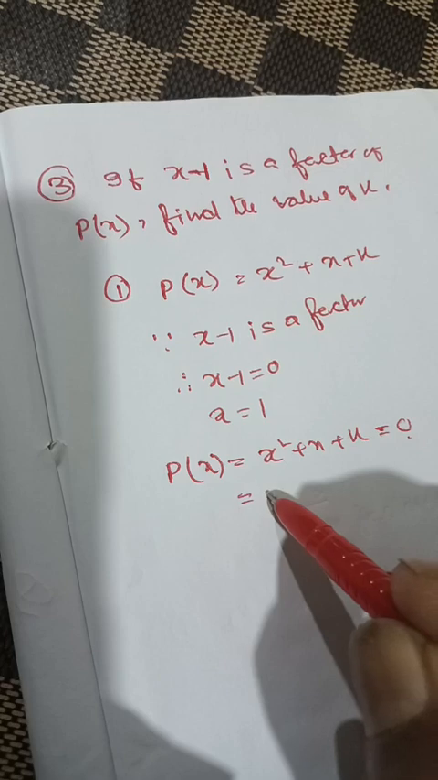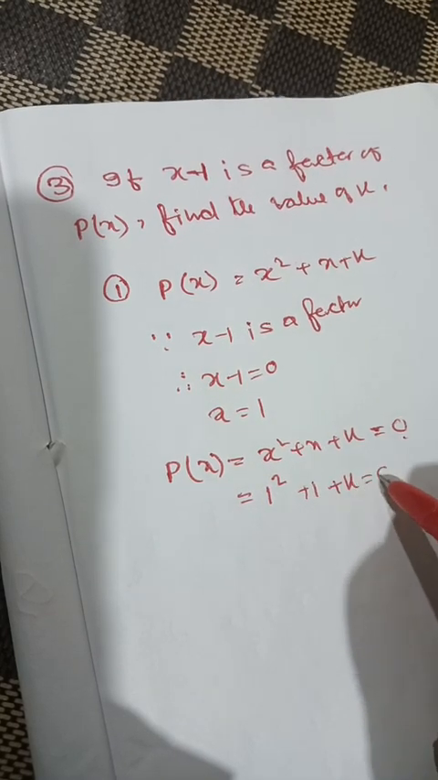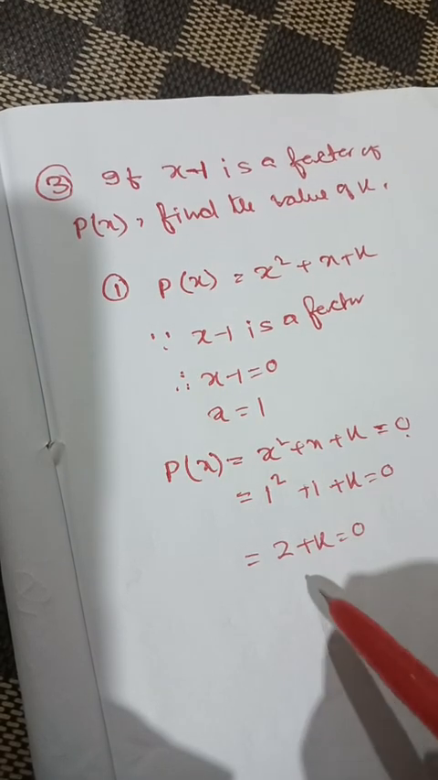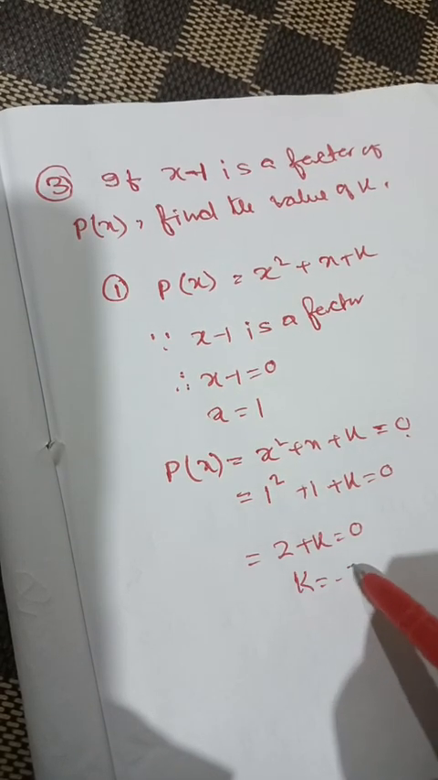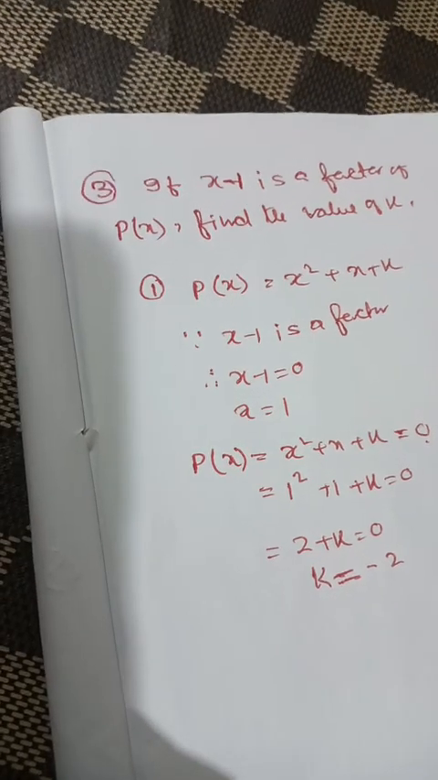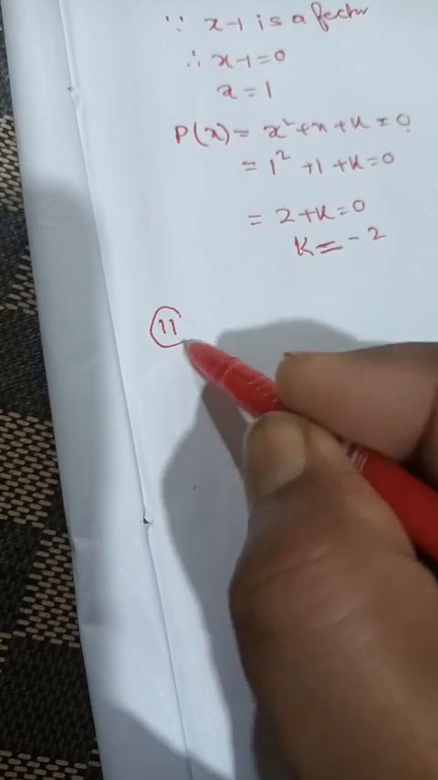Now you put x equal to 1. 1 square plus 1 plus k is equal to 0. So you will get 2 plus k is equal to 0. So the value of k will be minus 2. k is minus 2. So 1 done. Number 2.